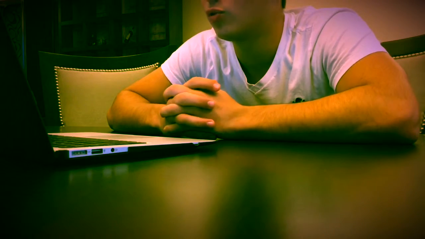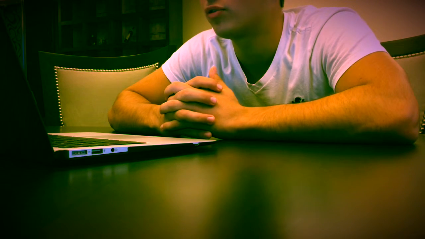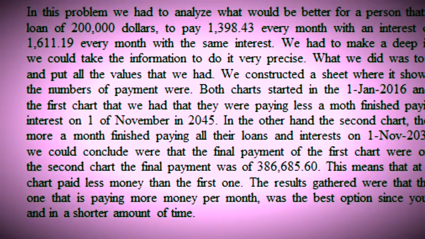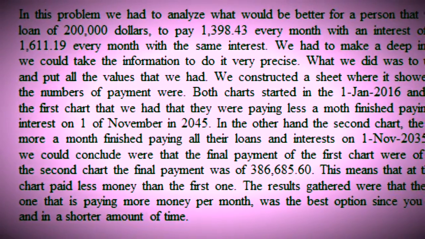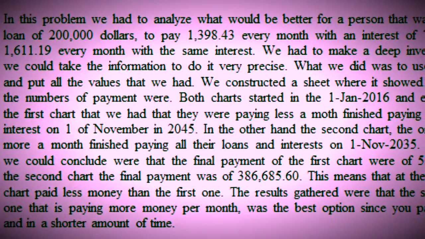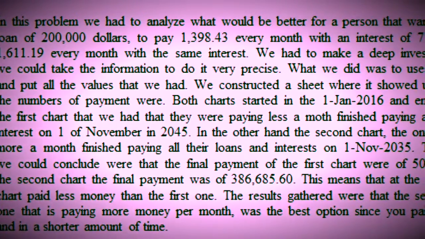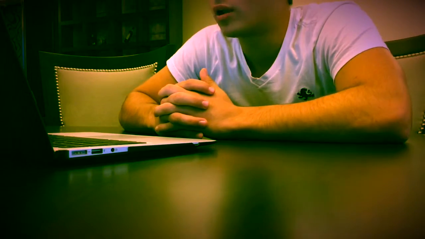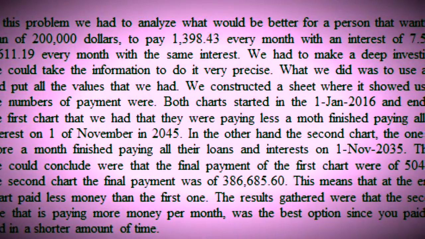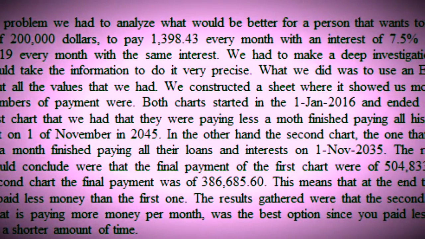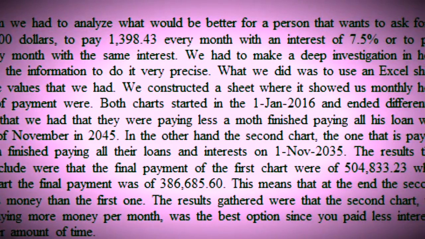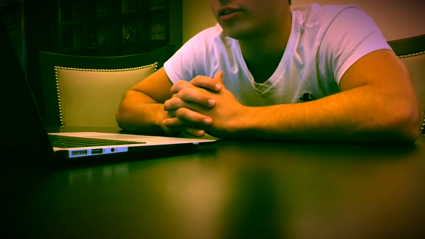In this problem, we had to analyze what would be better for a person that wants to ask for a loan of $200,000, to pay $1,398.43 every month with an interest of 7.5%, or to pay $1,611.19 every month with the same interest. We had to make a deep investigation in how we could take the information to do this very precisely. What we did was use an Excel sheet and put all the values that we had. We constructed a sheet that showed us monthly how the payments were.